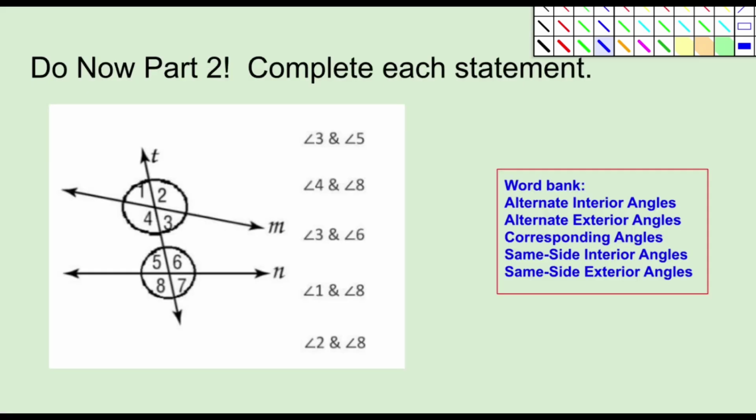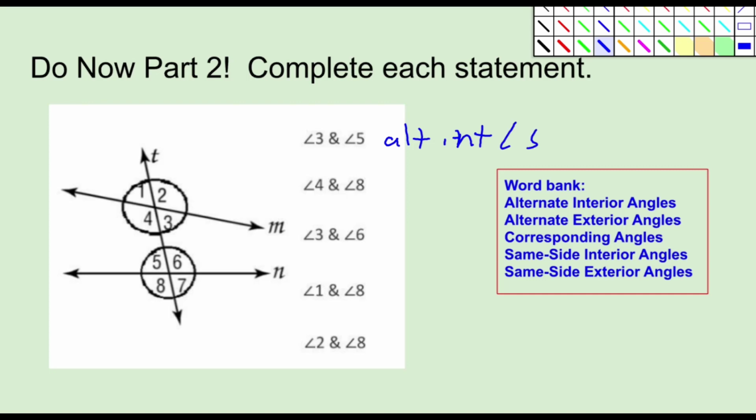On this one, again, working on our vocab. So let's see if we can figure this one out. So angles 3 and 5. Angle 3 and 5, that's going to be this angle and this angle. So when I look at this, I'm like, oh, those are alternate interior angles. All right, perfect. So the first one should be alternate interior angles.